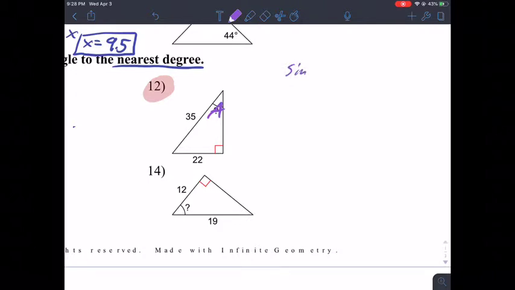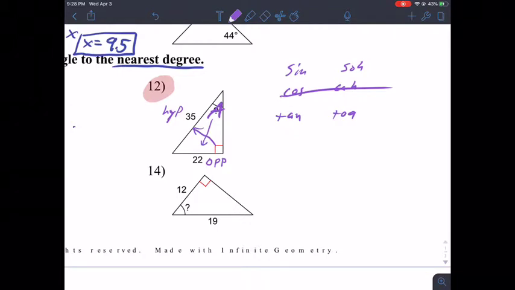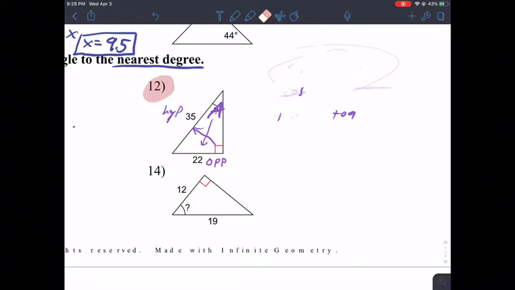So I'm again going to use sine, cosine, tangent. I know 22, if I go directly across, that's my opposite side. And if I go directly across from the right angle, that's my hypotenuse. So I have my opposite side and my hypotenuse. If I go to SOH CAH TOA, cosine doesn't work because that has adjacent, but sine works, so we're going to use sine.